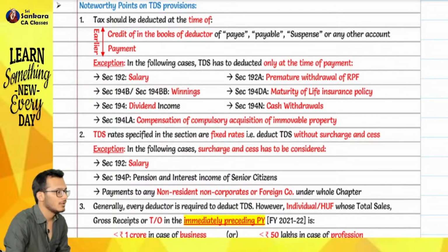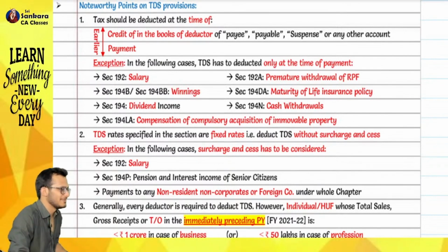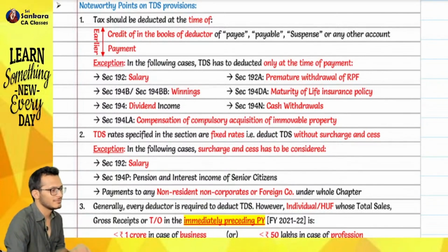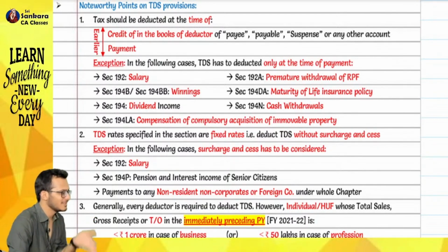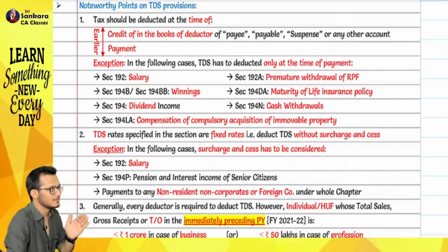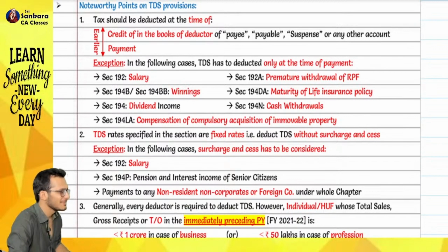Last two. If the current year is 2023, your previous year is 2022, so you should check for 2021-22. The preceding previous year means the year before the previous year. Check your preceding previous year's turnover.